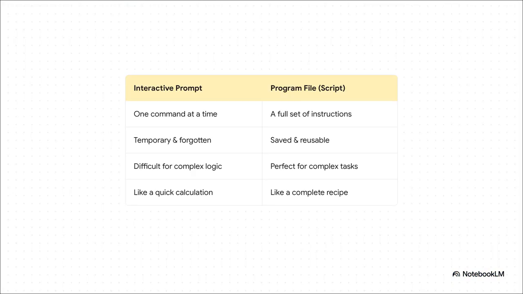And this really breaks it down. That interactive prompt, it's awesome for a quick test like, hey, what's 2 plus 2? But the problem is, it has the memory of a goldfish. The second you hit enter, it's forgotten what you just did. A program file, on the other hand, that's the whole recipe. It's like instead of telling your GPS, turn left now, you give it the entire trip from start to finish. That's the real power here. You can save it, use it again, and build something truly amazing.